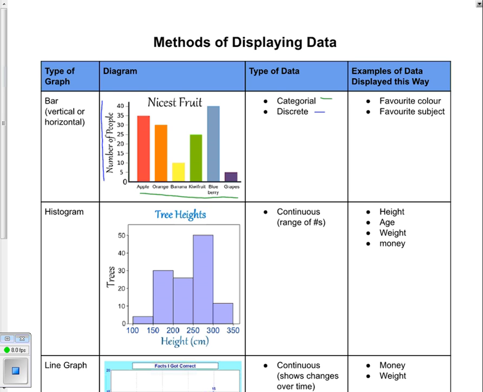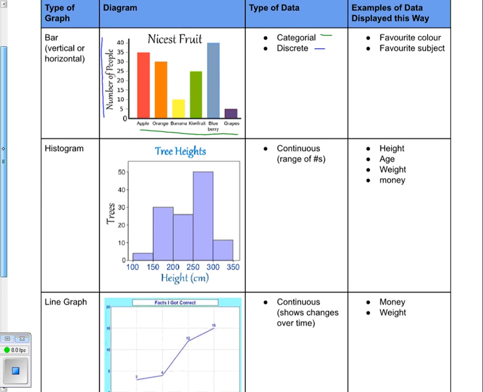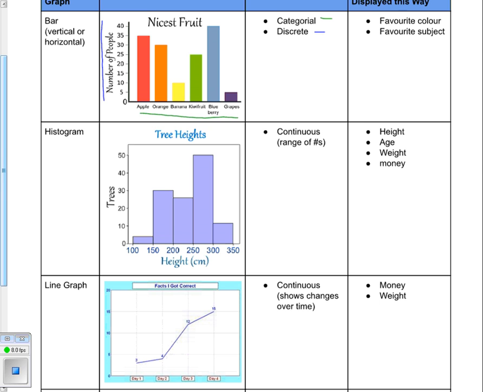The next one down, the next row here, is for what we call a histogram. In a histogram, you have things that fall within a range, and usually we're measuring something. So in this case, we're measuring tree heights in this particular example diagram. And because it's a measure of a range, it's continuous data. So what we have here on the bottom in this area, we have the heights of different trees.